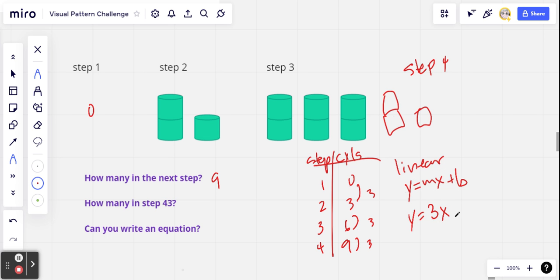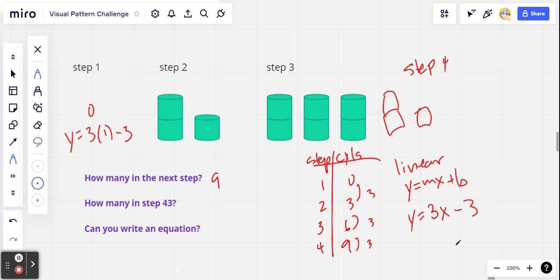So if I were to take this stem of our equation, y equals 3x, and instead of x, I'm going to put in 1. So y equals 3 times 1. That is supposed to give me the number of cylinders. It doesn't, because the number of cylinders here is 0. 3 times 1 would be 3. To get to 0, I would actually need to subtract those 3 away again. And that is going to be our b. Our b is a negative 3. So this is our equation now.